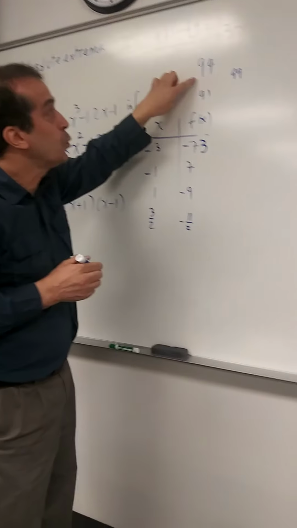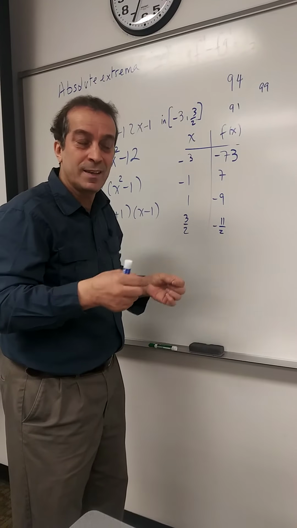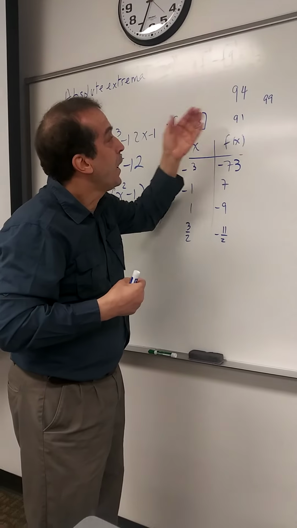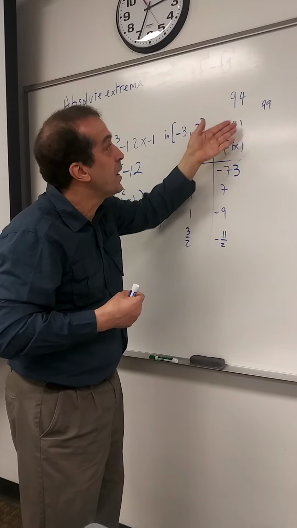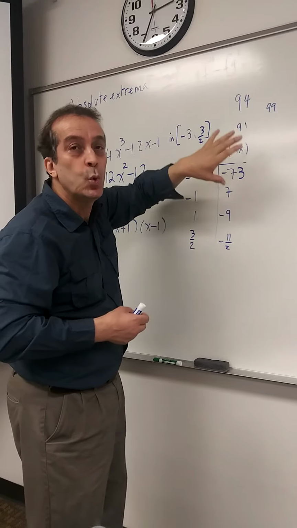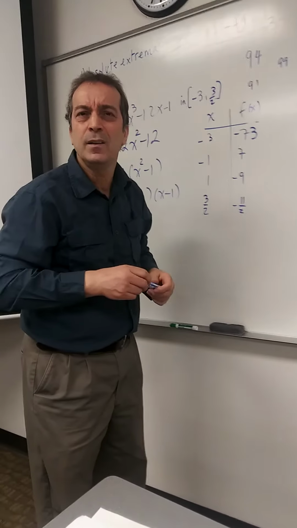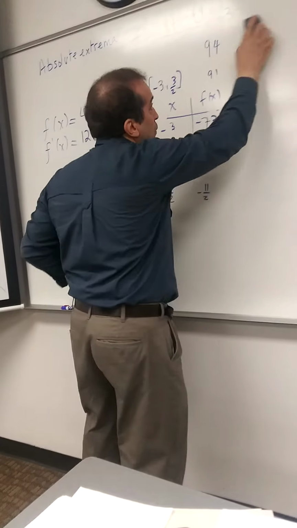Okay, 94 would be like a relative maximum for our group. That's the highest grade in our class. 91 was the highest grade in another class. 99 was the highest grade in another class. And it happened to be the absolute highest. So that's what absolute max means. How do we find it using functions? Okay, this is how we find it.